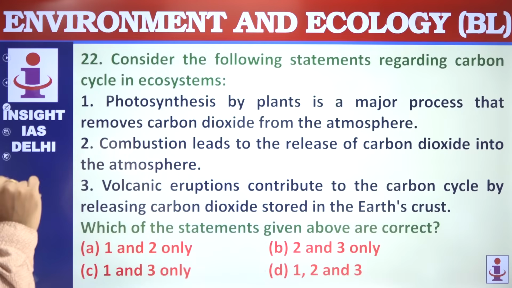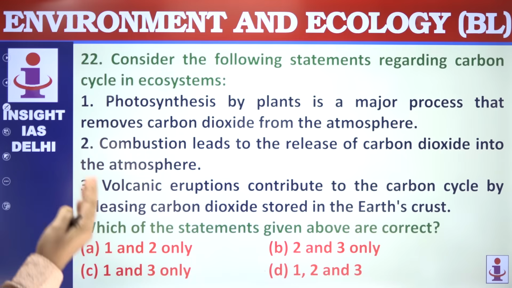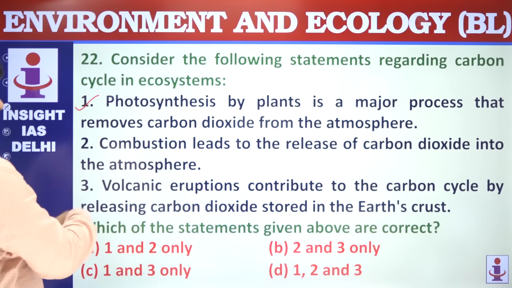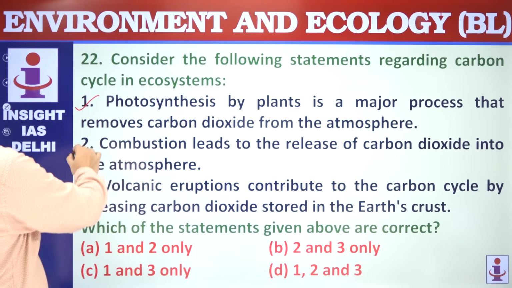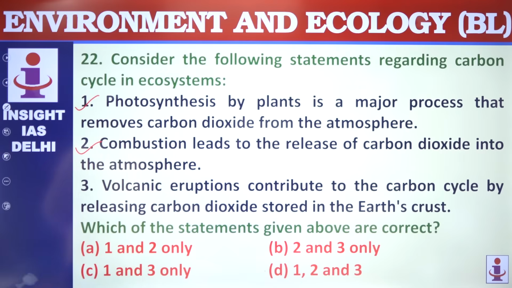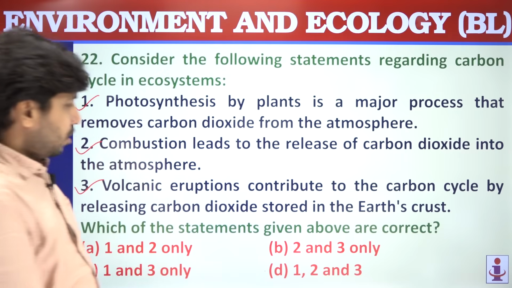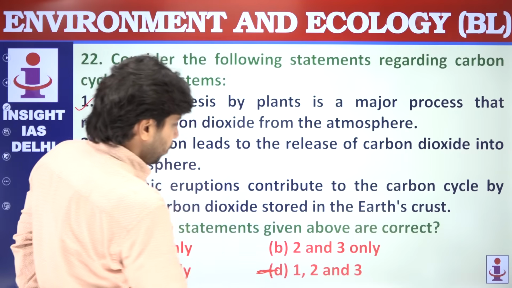This question is about the carbon cycle. Photosynthesis by plants is a major process that removes carbon dioxide from the atmosphere. Correct. Combustion leads to release of carbon dioxide. Correct. Volcanic eruptions also contribute to the carbon cycle. All 3 are correct statements. So 1, 2, 3, option D will be the correct answer.